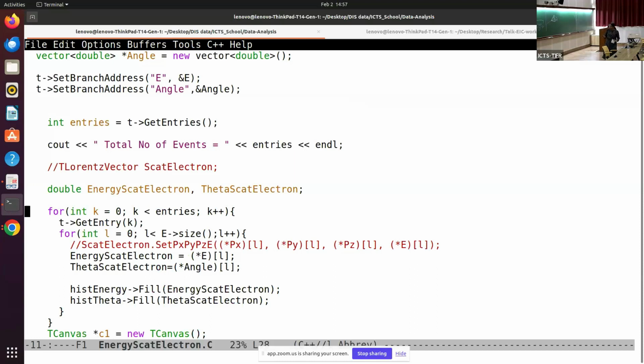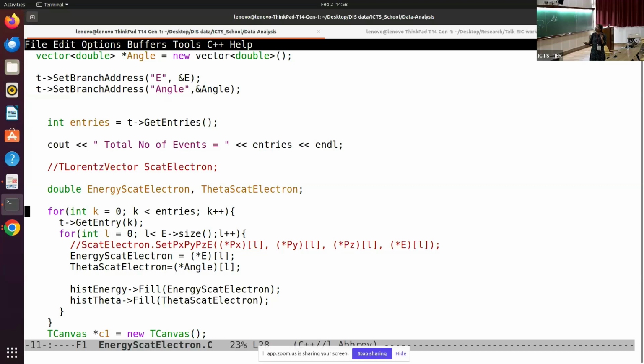Now if you see here, it is for k equal to 0, k less than entries, k plus plus. What does it mean? The data which is stored in my root file is event by event. For each event there is information, energy and momentum of the electrons. So for event by event, all the information is stored. So whatever analysis I will be doing, it will be event by event. That means I have to run the same analysis again and again for each event. So that's why this for loop is coming into the picture.